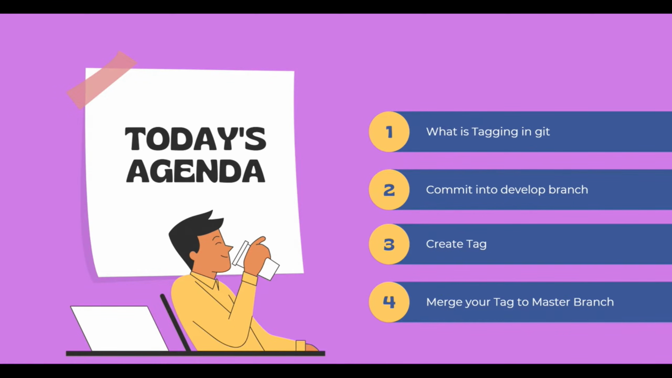Okay guys, so now let me quickly run through the topics that you are going to learn from this tutorial. In the first part, I'm going to show you what tagging is. It means that I'm going to explain the definition of tagging. Simultaneously, I'm also going to cover how it plays a role inside Git. Secondly, we are going to make some commits into the development branch, and from there in step number 3 we are going to create the tag, and finally we are merging the development branch into the master branch.